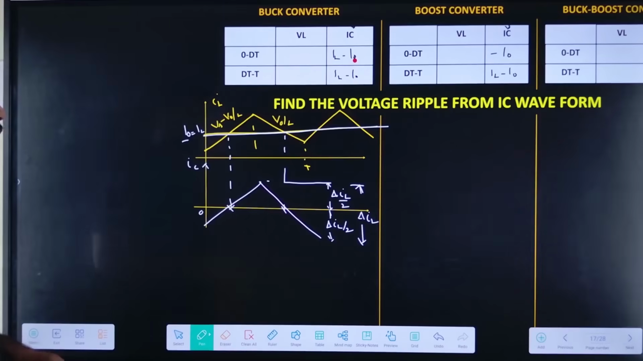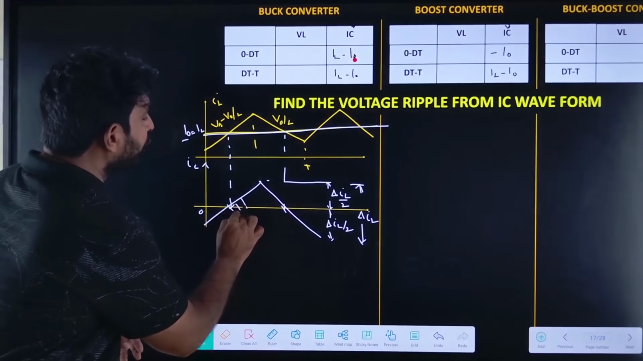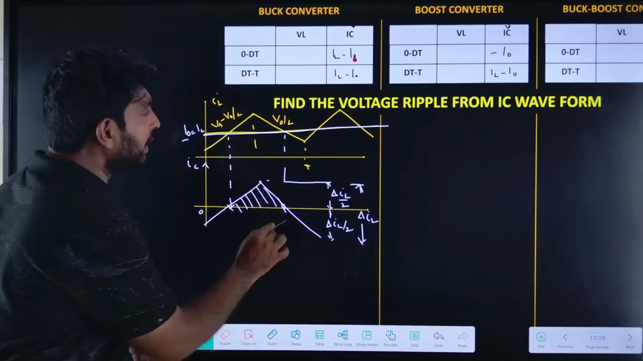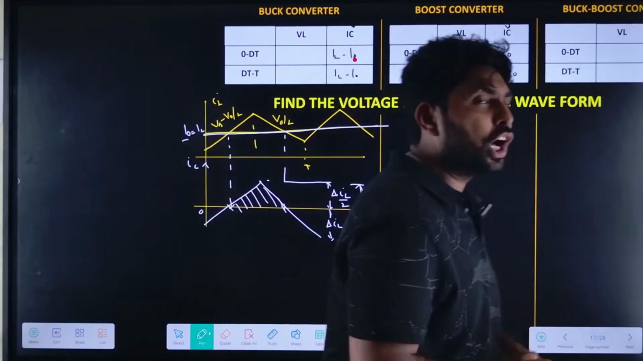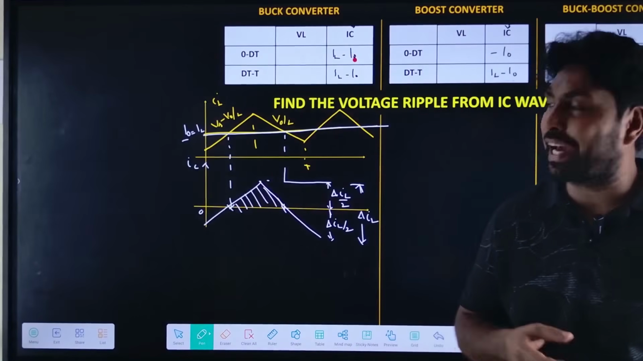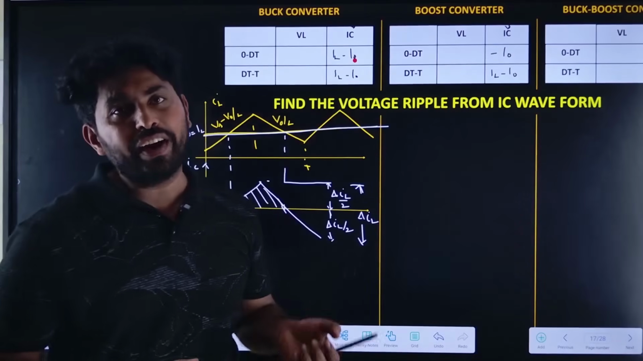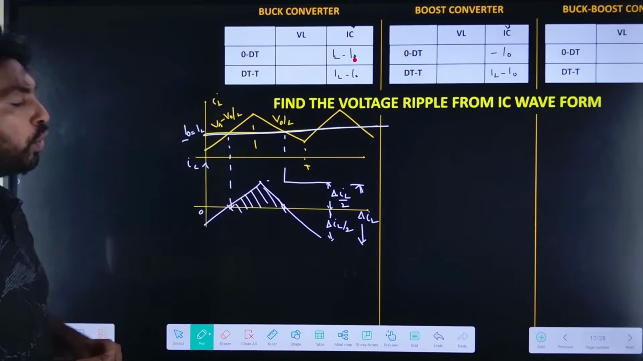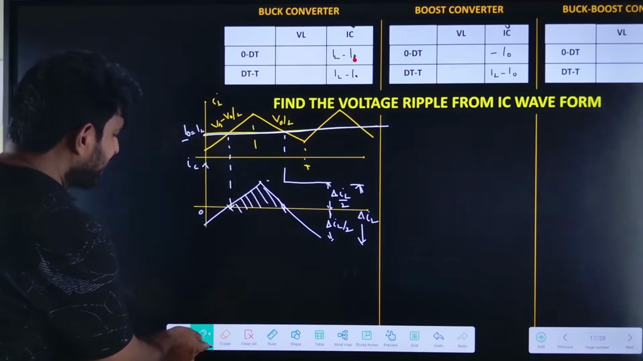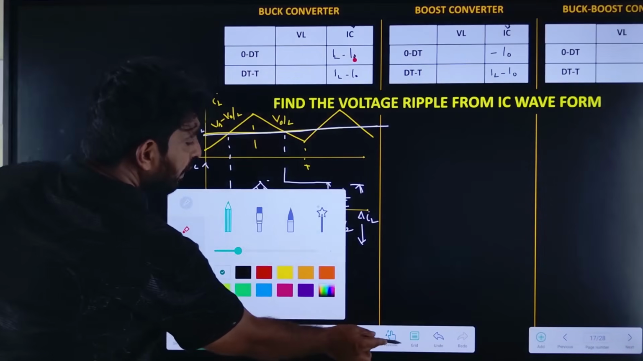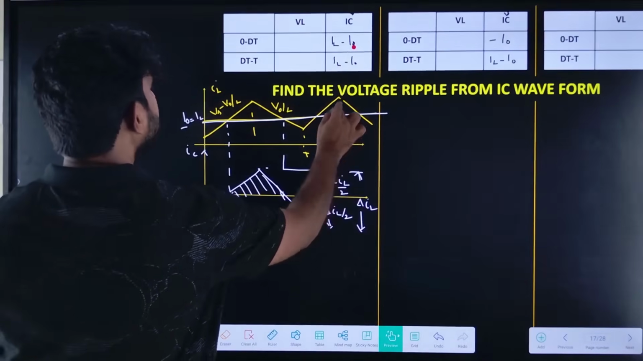Right? So now we need to find the voltage ripple. So how can we find the voltage ripple from the current waveform? If I can find the charge, from that I can find the voltage ripple. So let me find the charge here. How can we find the charge here?